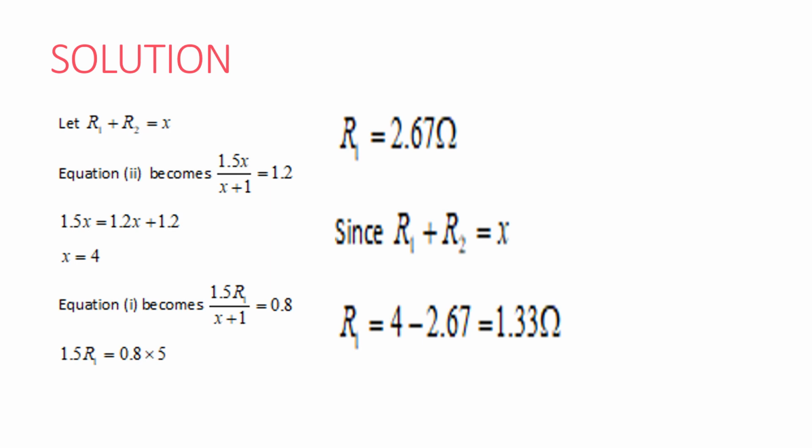After getting the value of x, we can now find the value of R1. Therefore R1 will be 2.67 ohms. After getting R1, since R1 plus R2 is equal to x, we then get R2. This last equation should be R2 equal to 4 minus 2.67, giving 1.33 ohms. So that is the second example.